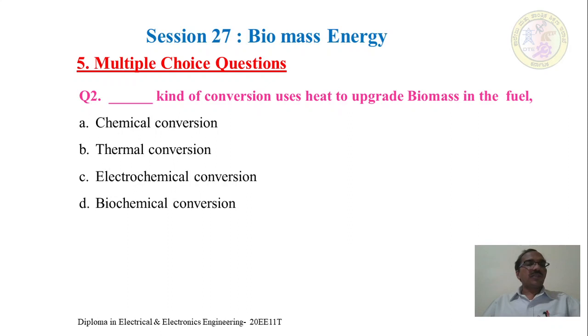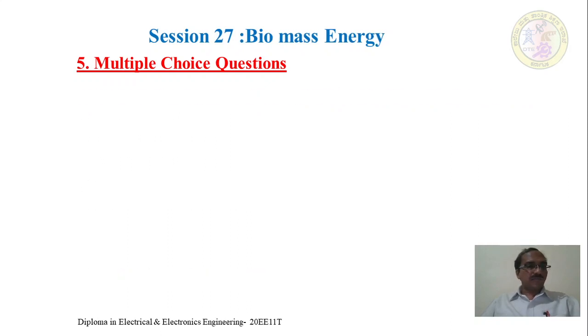Okay, the second question: which kind of conversion uses heat to upgrade biomass into fuel? Chemical conversion, thermal conversion, electrochemical conversion, or biochemical conversion? In these cases there is no chemical conversion, because it is used in fuel cells and all, no electrochemical or no biochemical. So the answer is thermal conversion.